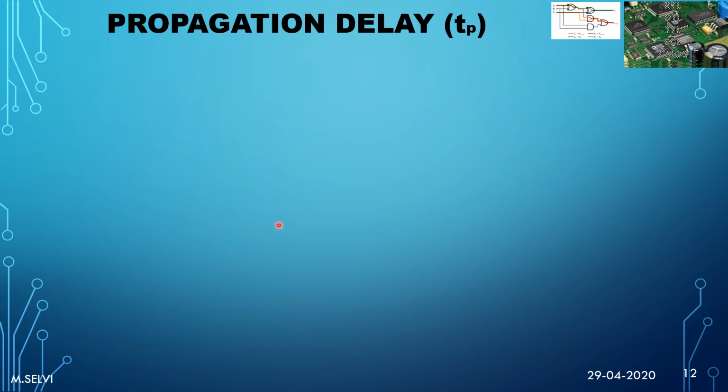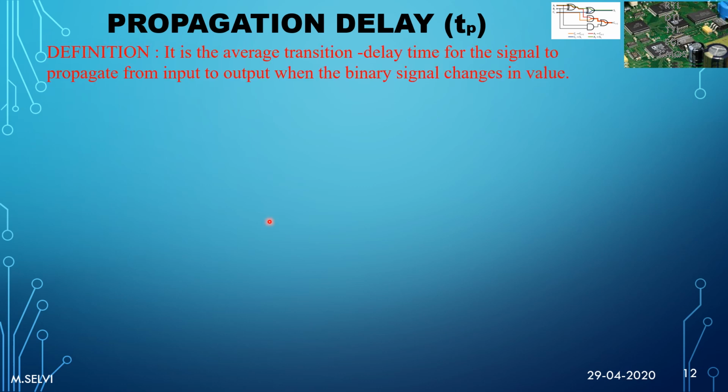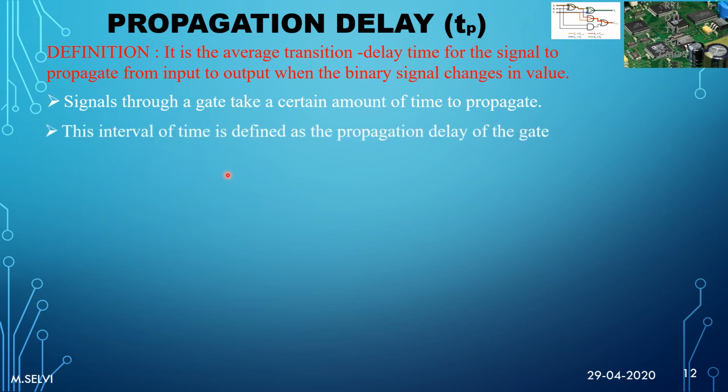Next parameter is propagation delay. It is defined as the average transition delay time for the signal to propagate from the input to output when the binary signal is changing its value. The signal actually takes certain time to propagate from the input side to output side. And this time interval, we define it as a propagation delay of the gate.